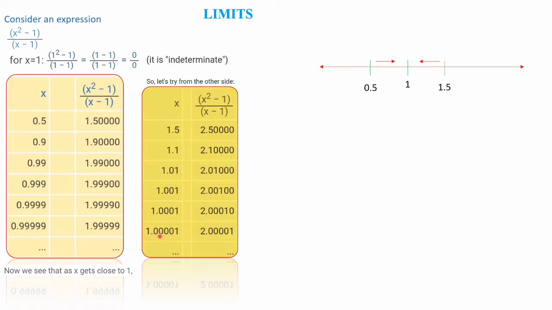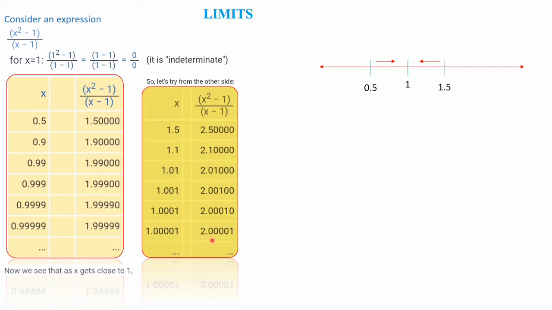And 1.00001 when we substitute, we will get 2.00001. So this is the value when x is approaching 1 from 1.5. From the right side of 1, when x is approaching towards 1, we will get the value of the function also approaching towards 2. Means more or less from both the cases the value of the function is approaching towards 2. Here it is 1.999, very close to 2.